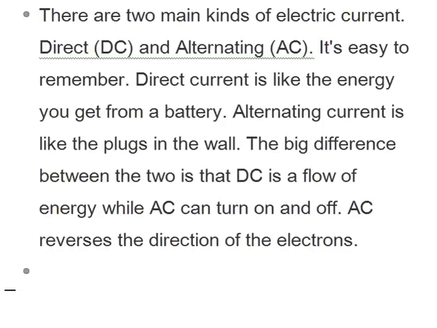There are two main kinds of electric current: direct and alternating. It's easy to remember. Direct current is like the energy you get from a battery. Alternating current is like the plugs in the wall. The big difference between the two is that DC is a flow of energy while AC can turn on and off. AC reverses the direction of the electrons.